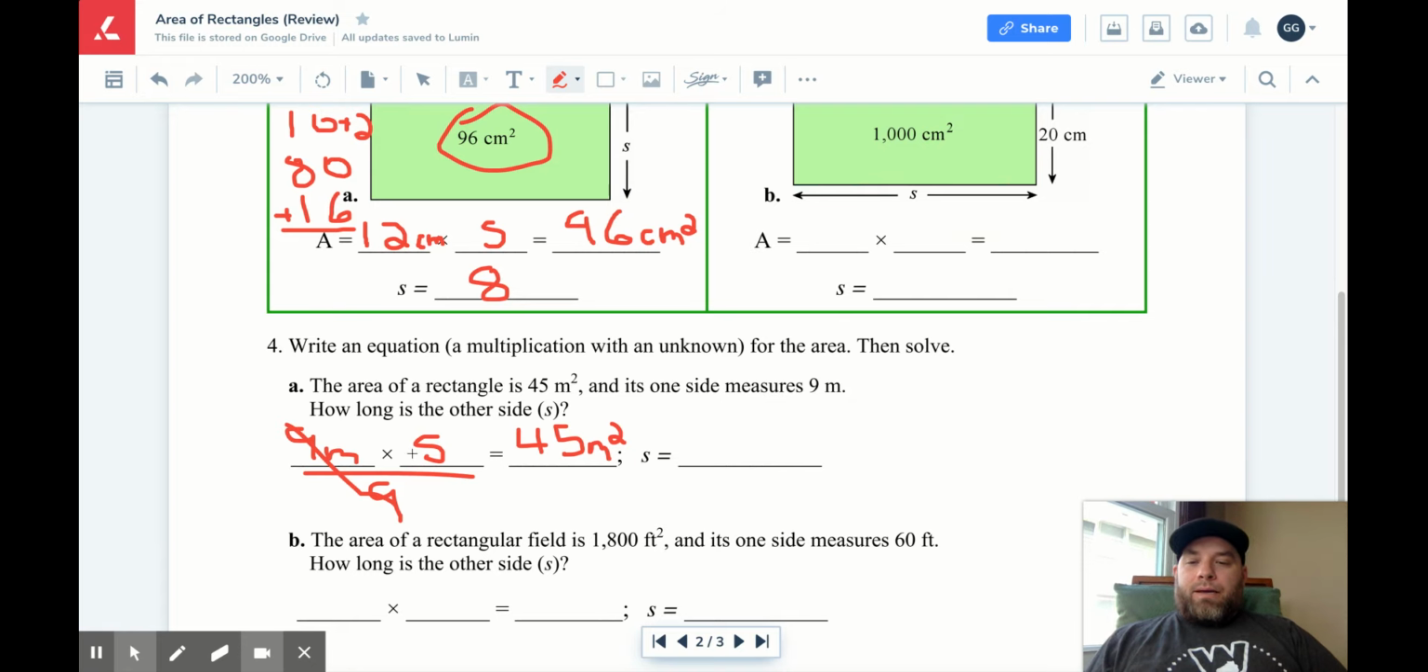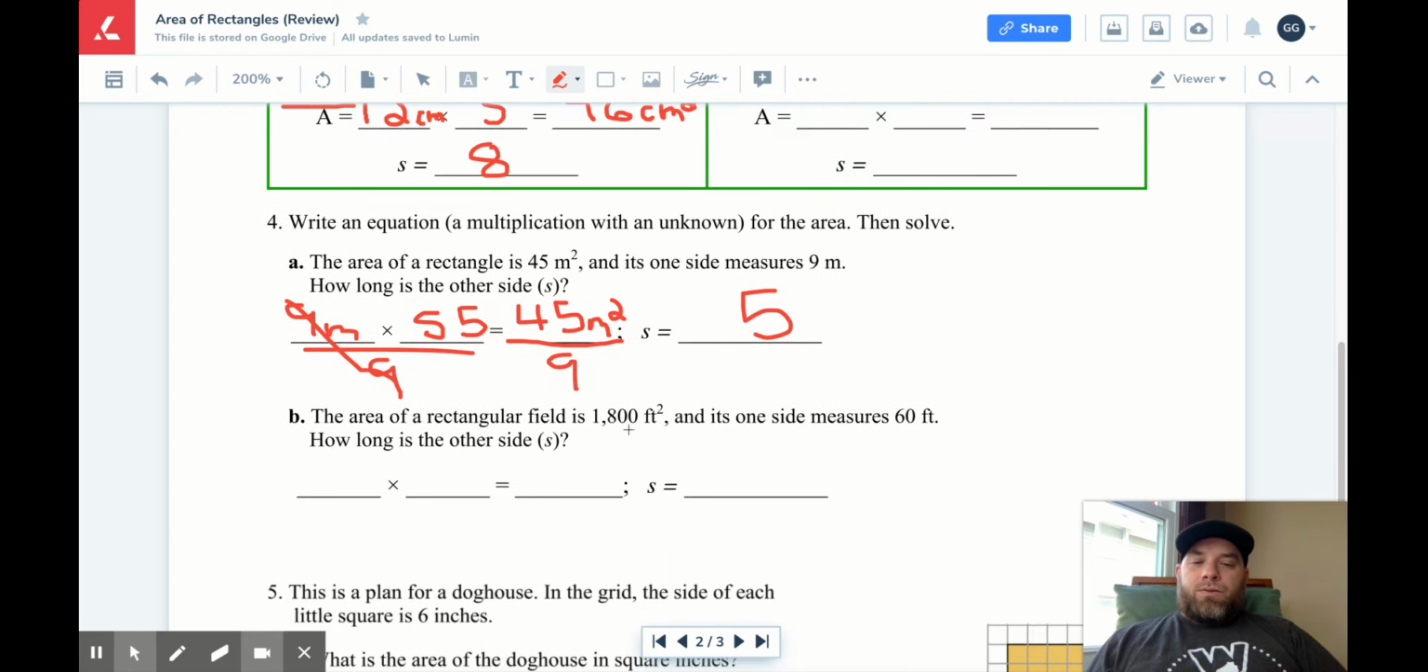And ironically, the S kind of looks like my answer. My S looks like a 5. So S equals 5. Because I did 45 divided by 9. 45 divided by 9 is 5.